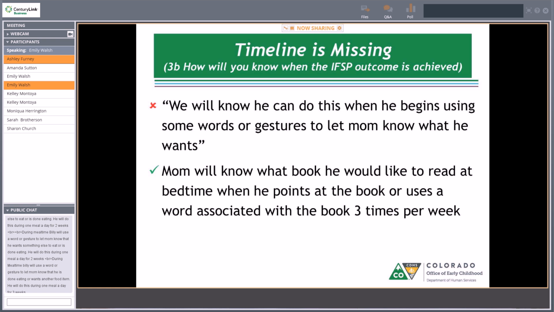During mealtime, Billy will use a word or gesture to let mom know that he wants something else to eat or is done eating. He will do this during one meal a day for 2 weeks. What do you guys think of that one?